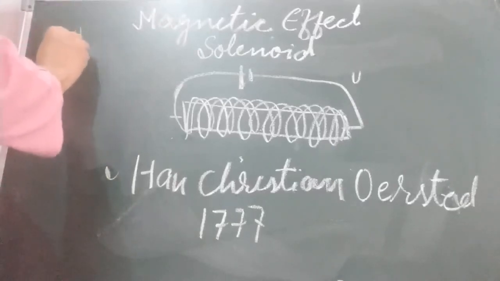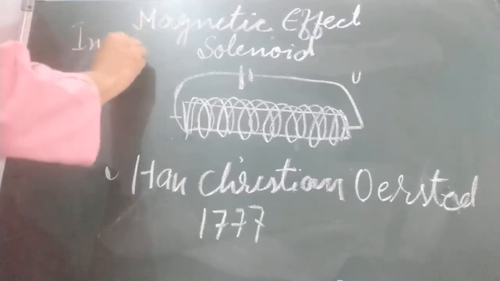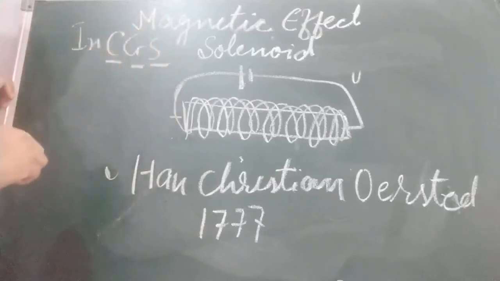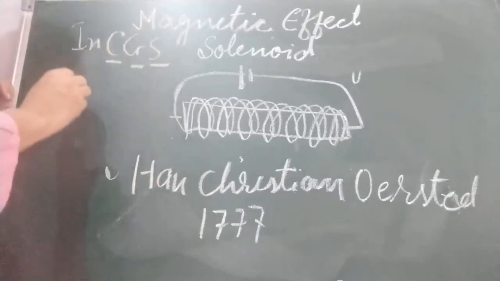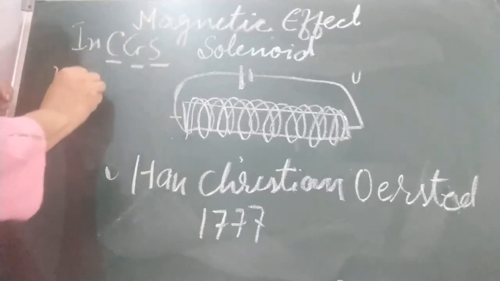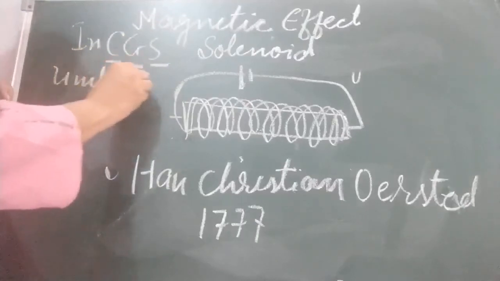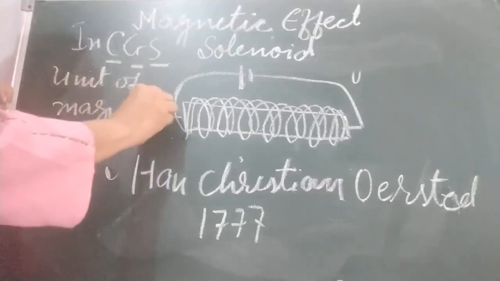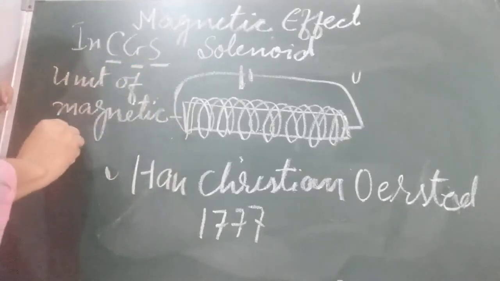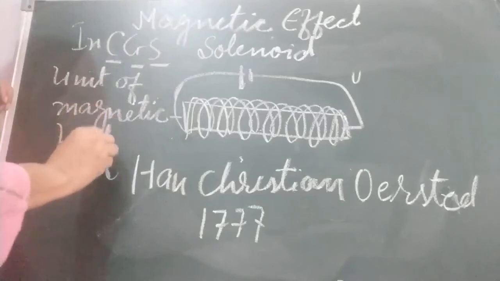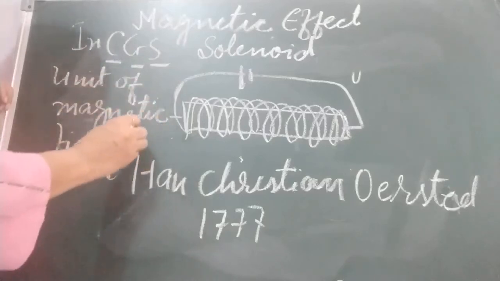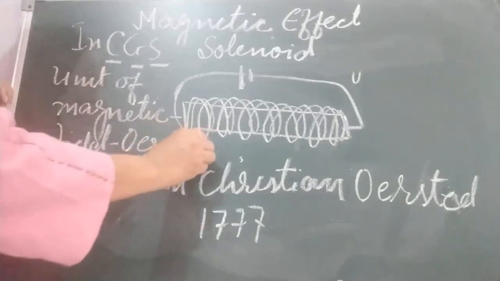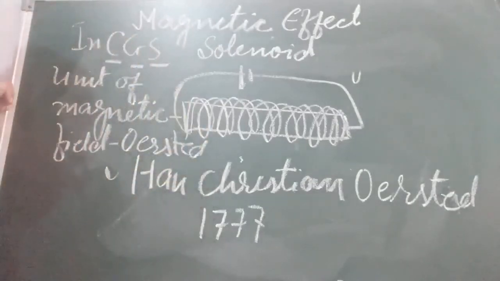in CGS system, which system? CGS. CGS is what? Centimeter gram second system. The unit of magnetic field is what? Ørsted. When we measure the magnetic field, we measure that in Ørsted, in which system? CGS system. Is this clear?